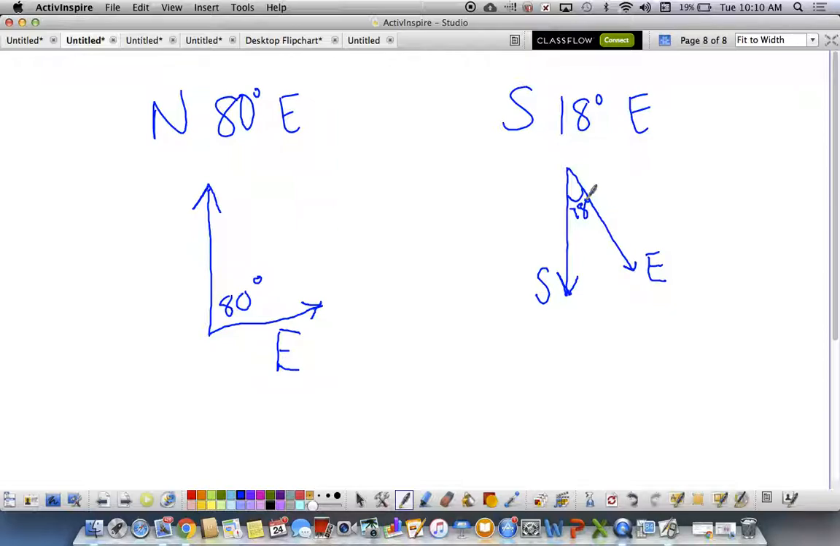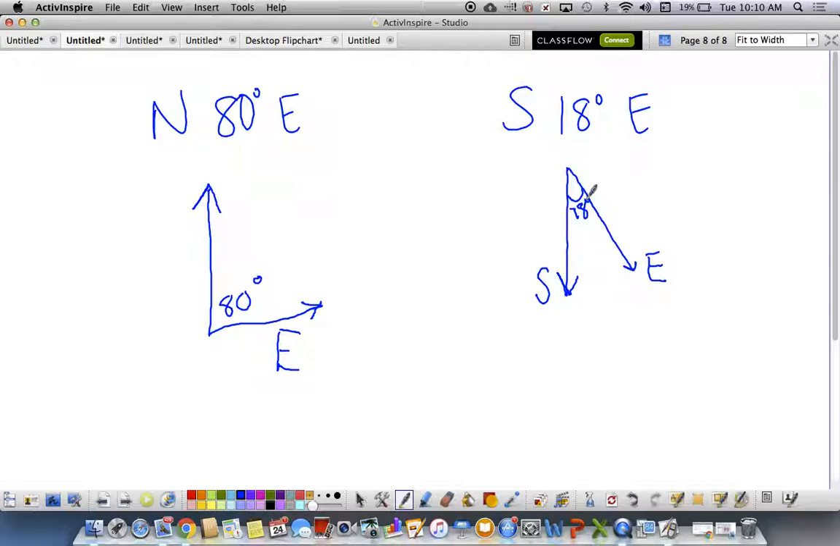North, 80 degrees east. South, 18 degrees east. The 18 degrees is a lot smaller than 80. It doesn't have to be perfect, but 80 degrees is quite a bit bigger, almost a right angle. So do you feel okay drawing these bearings? Yes, awesome. I believe so.